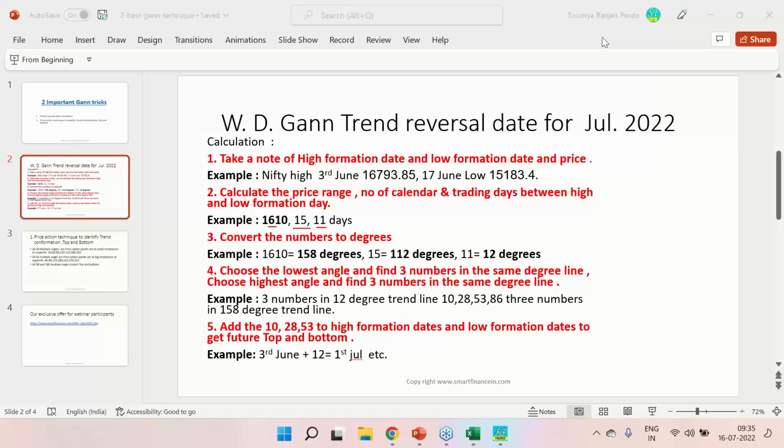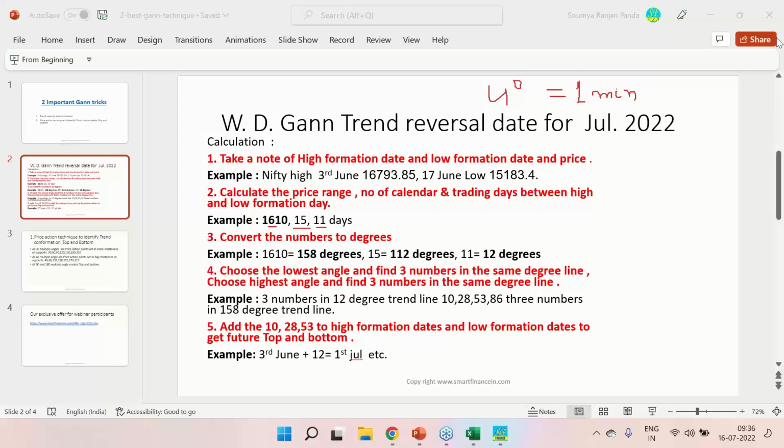So why degrees? 4 degrees is equal to 1 minute. So degree and time have a direct relationship. Price does not have a direct relationship with time. A degree can be converted to time. So if I can convert a price to a degree, then I can convert the degree to time. For that reason, this is used extensively in Gann study.